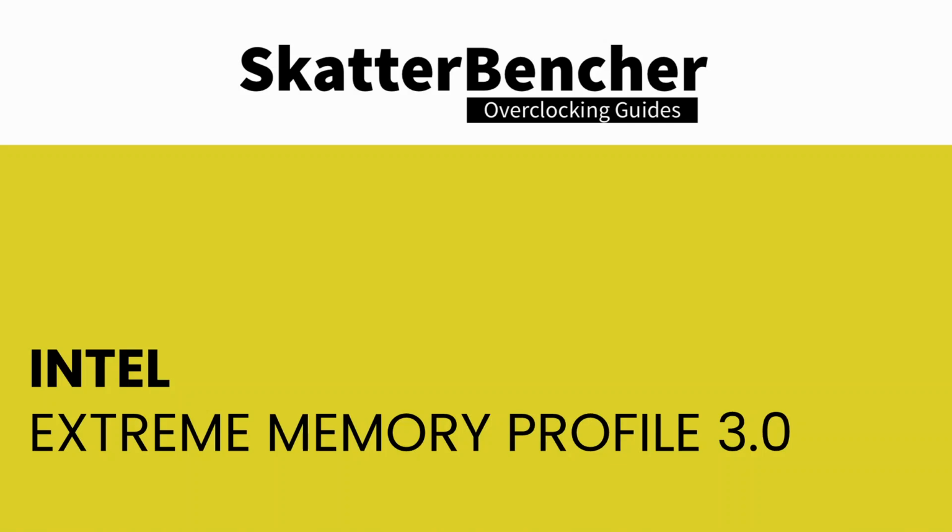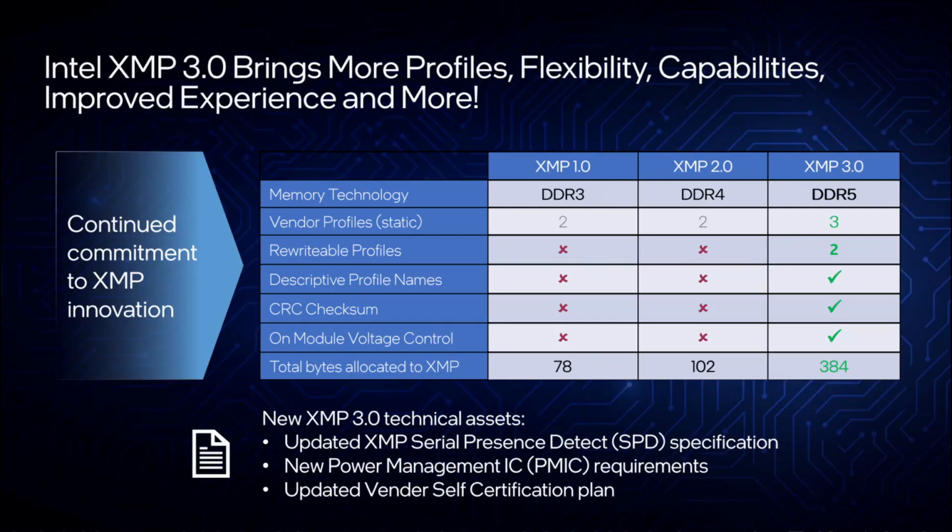Intel Extreme Memory Profile 3.0 is the very new XMP standard for DDR5 memory. It was introduced together with the Alder Lake processors in 2021. It is largely based on the XMP 2.0 standard, but has additional functionality.